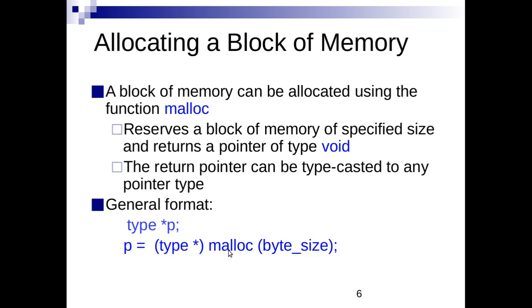So if you call malloc with argument 10, malloc allocates 10 contiguous bytes in memory and returns the address of the first of those 10 bytes. So malloc returns an address, so it's a pointer. But what is the type of that pointer? Malloc does not know the type of the variable that we will store in this allocated memory. So malloc just returns a void pointer, and that void pointer can be typecast to any type.